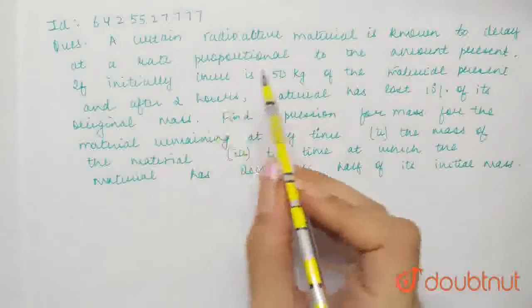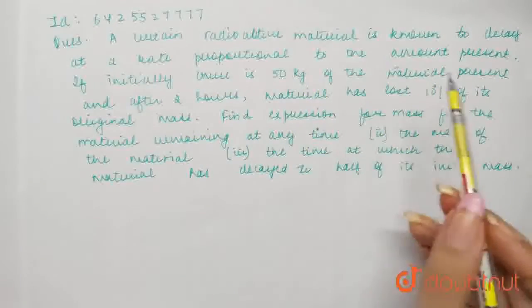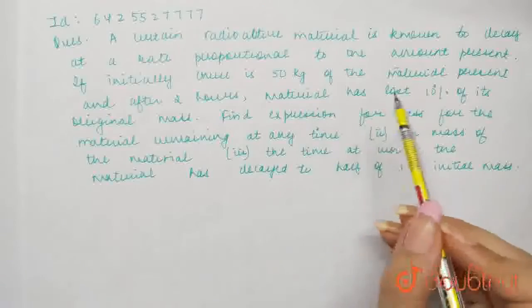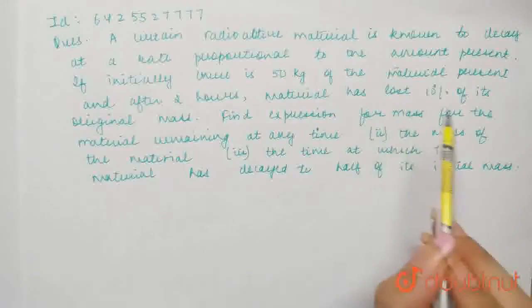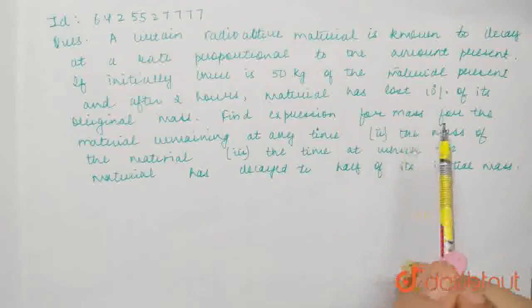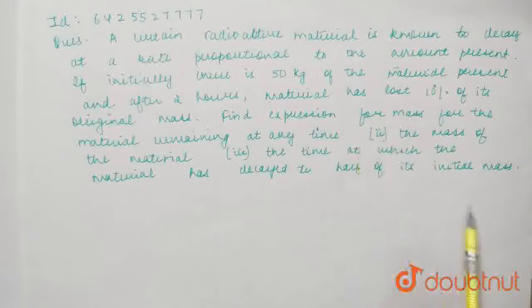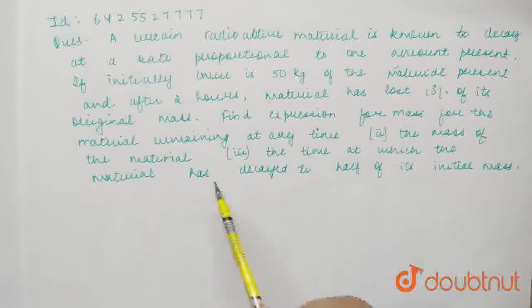Hello everyone, so the question is: a certain radioactive material is known to decay at a rate proportional to the amount present. If initially there is 50 kg of the material present and after 2 hours the material has lost 10% of its original mass, then we have to find an expression for the mass of the material remaining at any time, and the time at which the material has decayed to half of its initial mass.